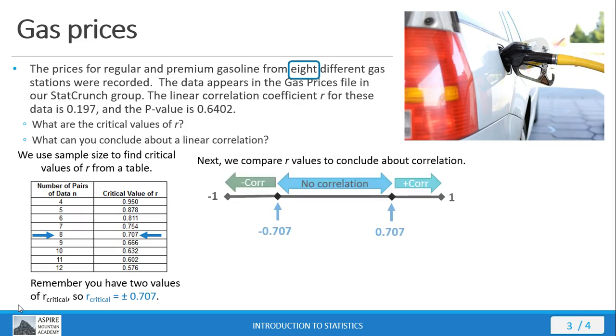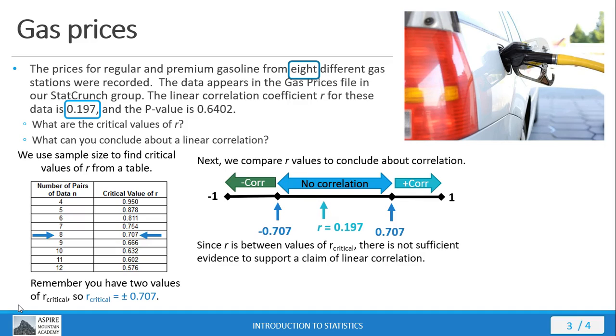And so here's our number line with our critical R values, and all we need to do now is add in the R value from the data set. What's that number? Well, here in the problem statement, we see the R value from our data is 0.197, which would place it here on the number line. So what region are we in? Well, we're in the region of no correlation, which is the region of non-acceptance. Therefore, we can conclude there's not sufficient evidence to support a claim of linear correlation between the price of regular gas and the price of premium gas.